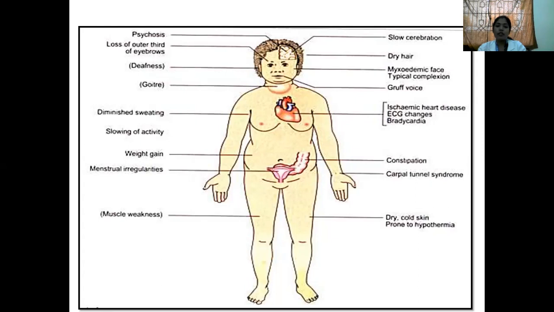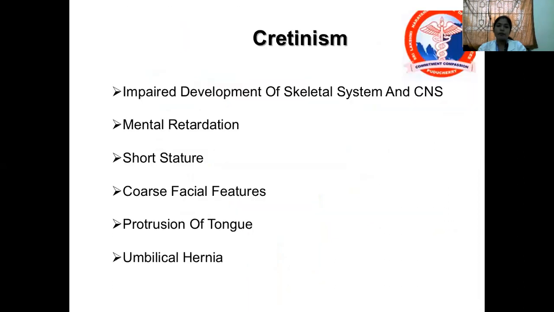And the patient will have diminished sweating, weight gain, menstrual irregularities. The patient will have constipation. The skin will be dry, cold, and prone to hypothermia. The patient will have cold intolerance, and muscle weakness will be there.